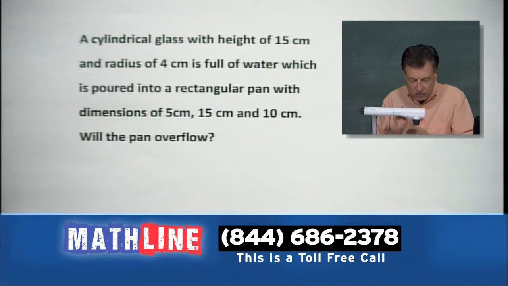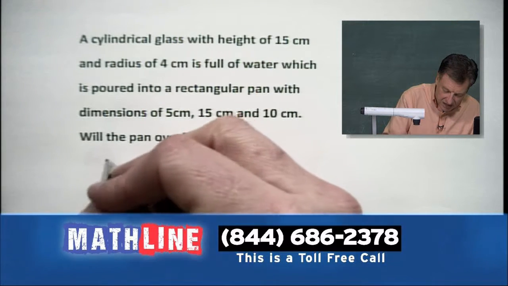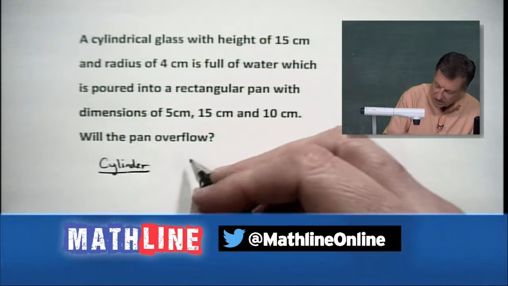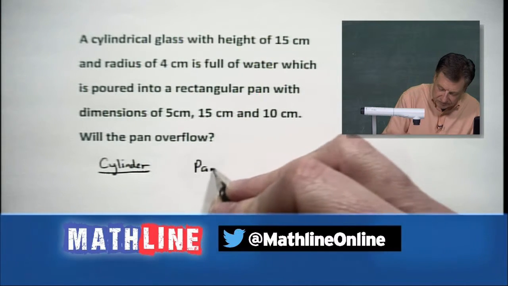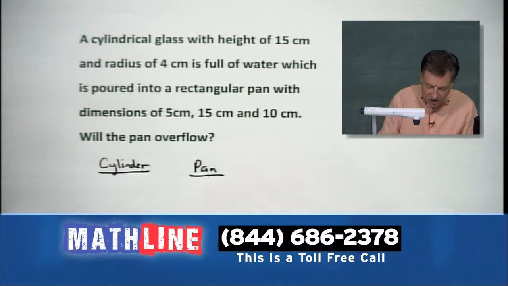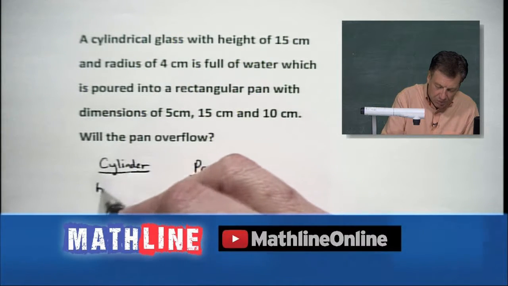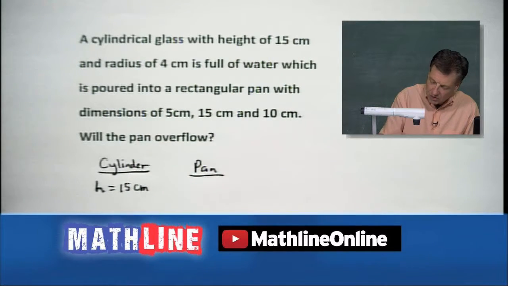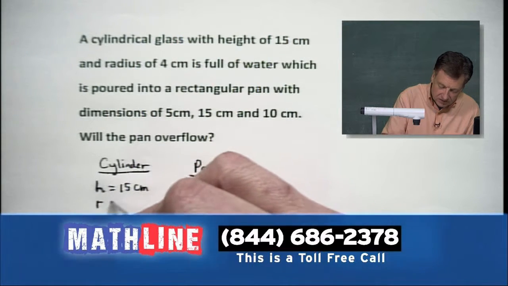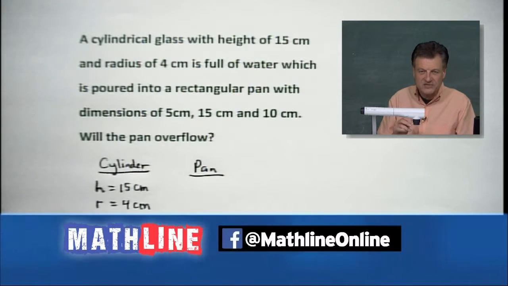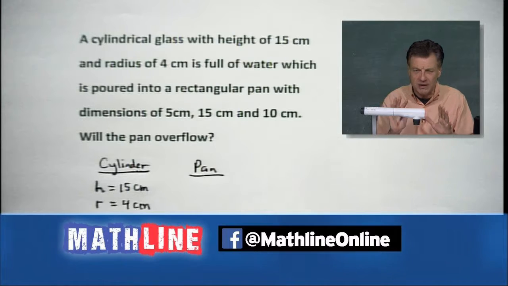Now, yesterday we set up some of the pieces, and we start off just, let's organize. We've got a cylinder, we've got a pan, or a glass if you want to call it that, all right? But we are going to use the fact that we have important information. We have the height is 15 centimeters. We have the radius equal to 4 centimeters. That's important because that's going to help us find volume. This is all about volume, by the way.